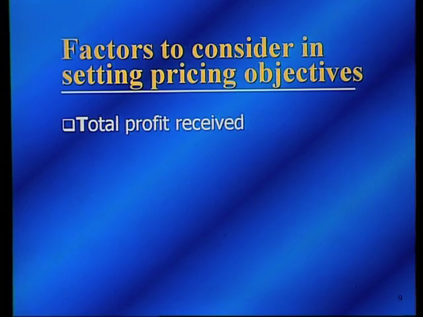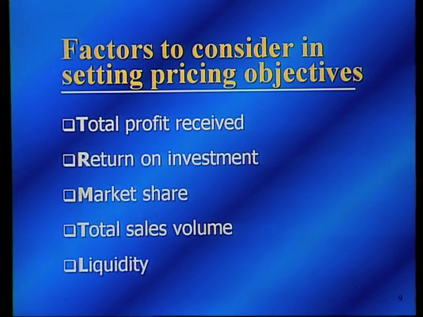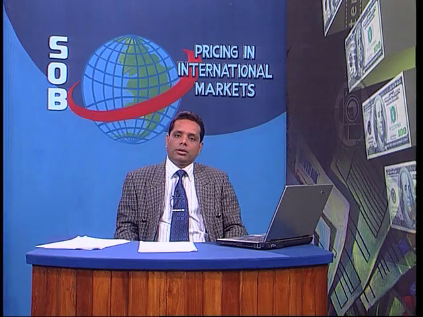In setting a well thought out pricing policy, an international marketer also needs to consider a number of factors. These factors are total profit received, return on investment, market share, total sales volume, liquidity. The more control a company has over the final price, the better it is to achieve its objective. However, it is very difficult on part of an international marketer to put absolute control on the end price. The broader the number of product line and the larger number of countries involved, it is very difficult to control the end price for a product.